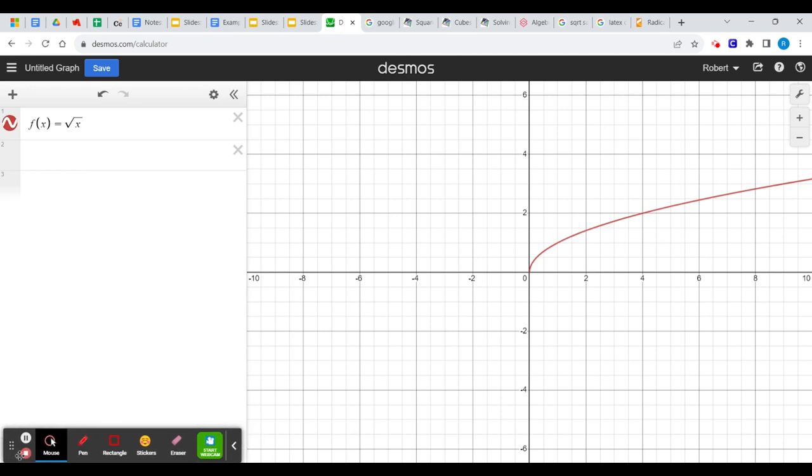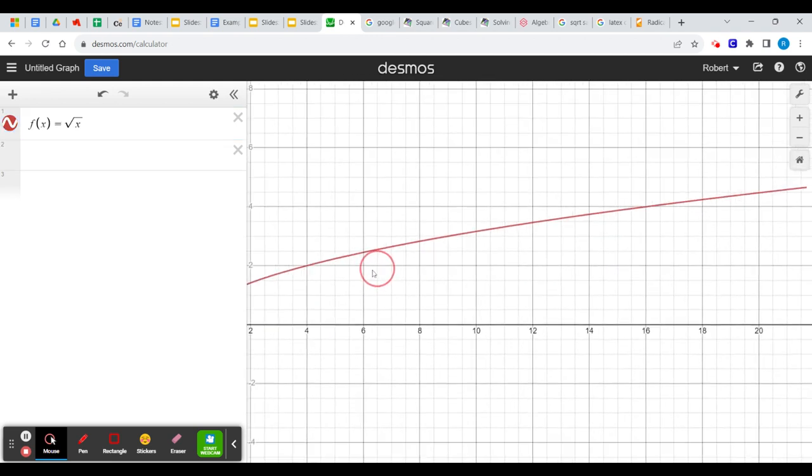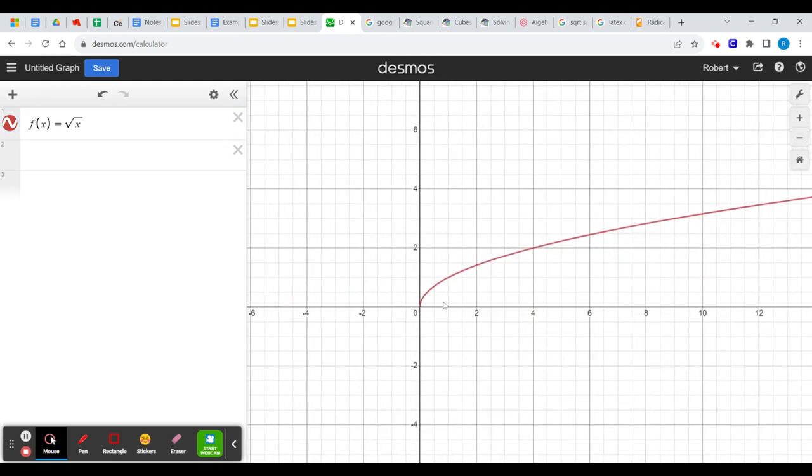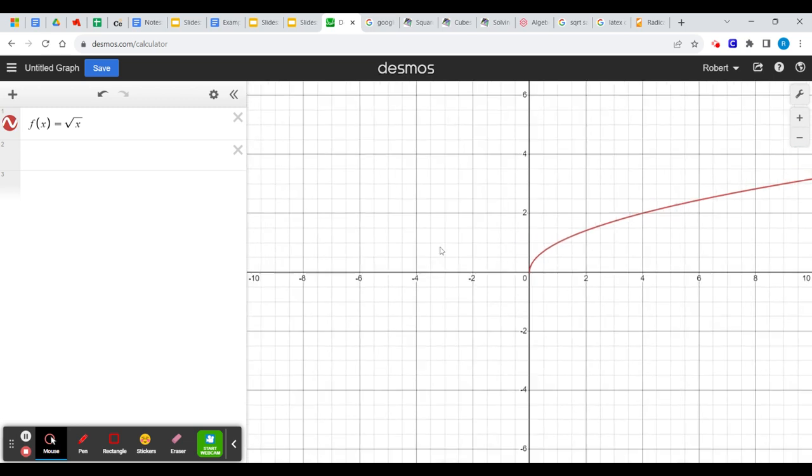Now that we have this graphed, let's make some observations about it. I think one thing we can note is it starts at the origin. It goes on to the right forever. It does have a curve to it. And just simply jot that down.